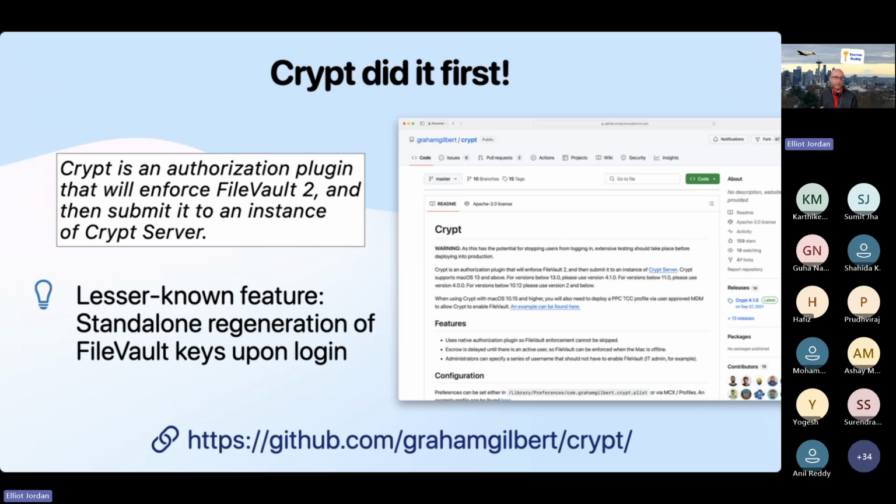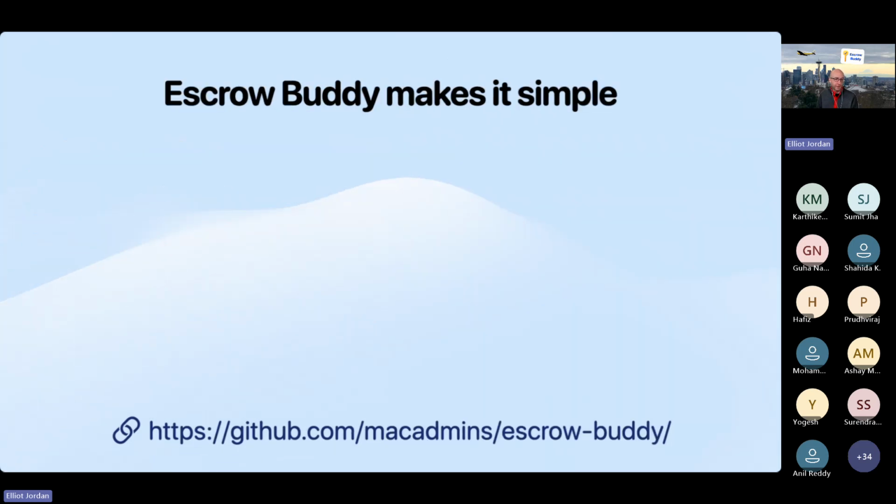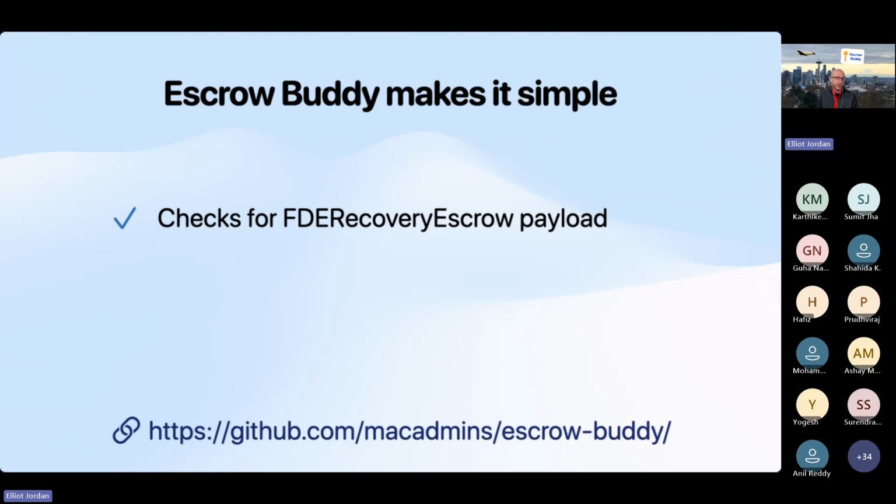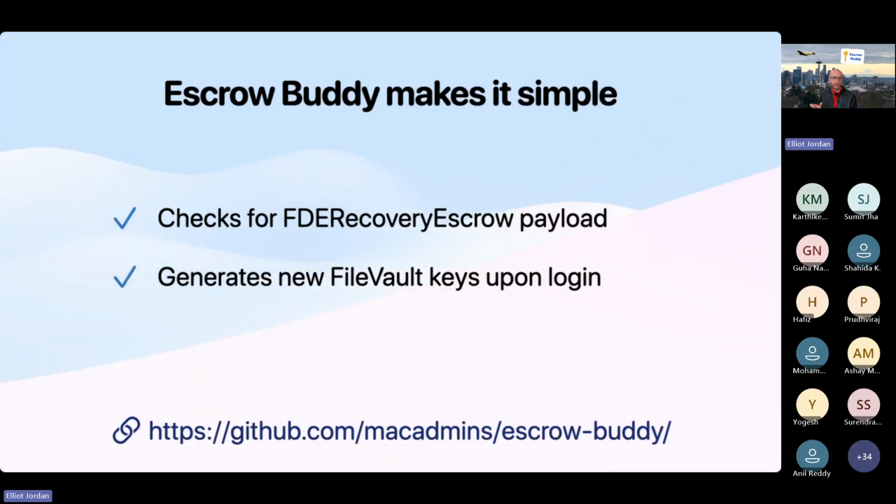for an authorization plugin that generates new FileVault keys specifically for escrow to MDM, and no more than that, just that. So we built a new one and called it Escrow Buddy, and really it's a stripped down alternative to the Crypt agent that's laser focused on generating new personal recovery keys just for escrow to MDM. So Escrow Buddy checks for the presence of that MDM profile in orange that I showed you that configures escrow. And then it generates new FileVault keys upon login once it's configured, and at no other time, just login.